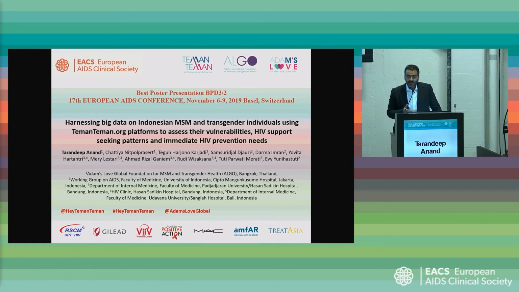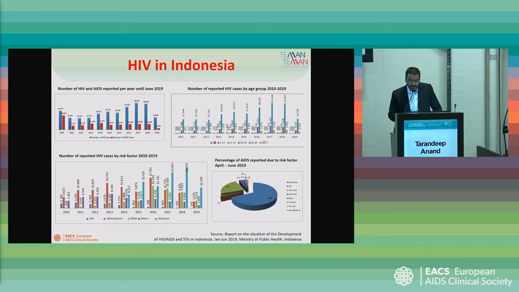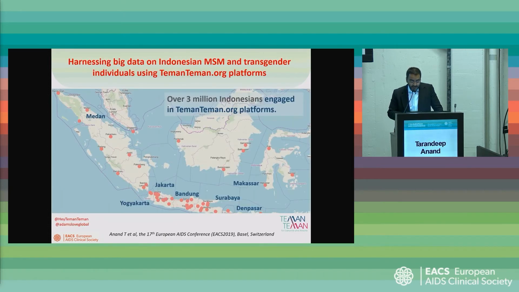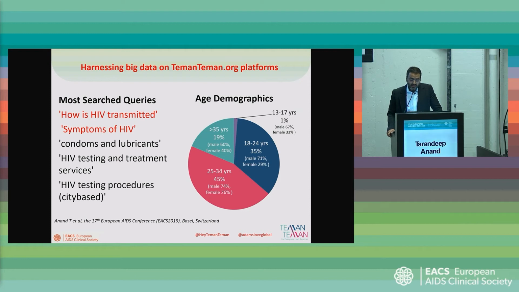Coming back to my abstract, taman-taman.org, talking about HIV in Indonesia, we see that MSM remains the largest affected population in Indonesia. We have over 3 million users in Indonesia, and we have seen that these are the locations where they are accessing our programs, these 3 million people. And these are the demographics of our users. We have a high young population.